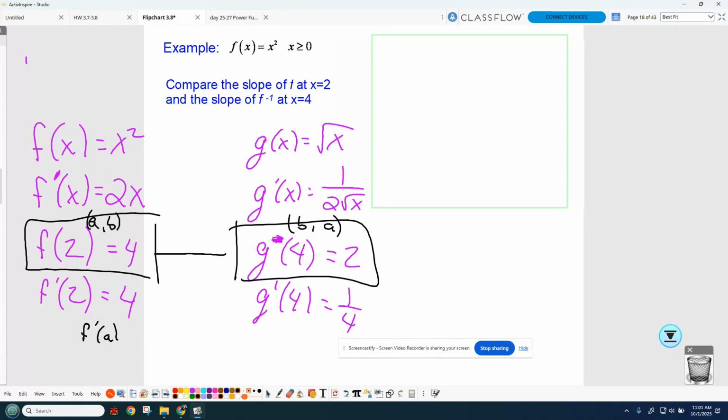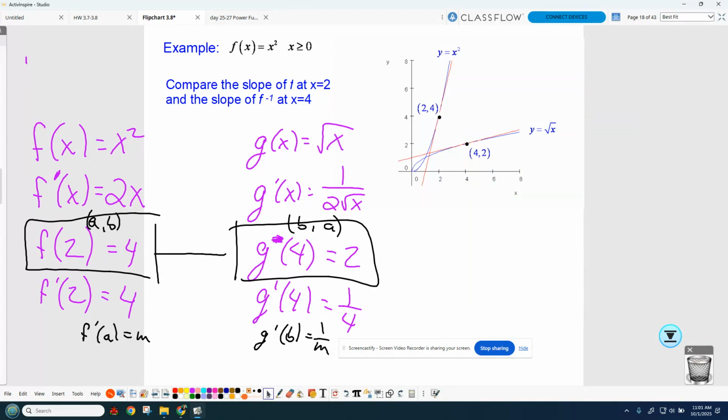f prime at a was m. g prime at b is 1 over n. So this rise over run became run over rise. Just reciprocals, not negative reciprocals.